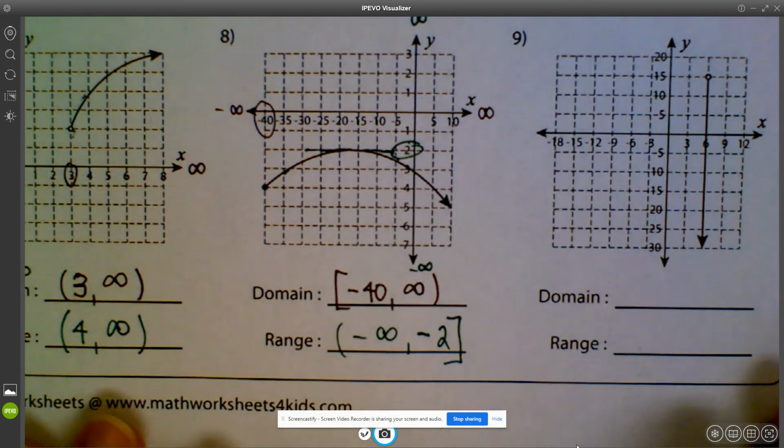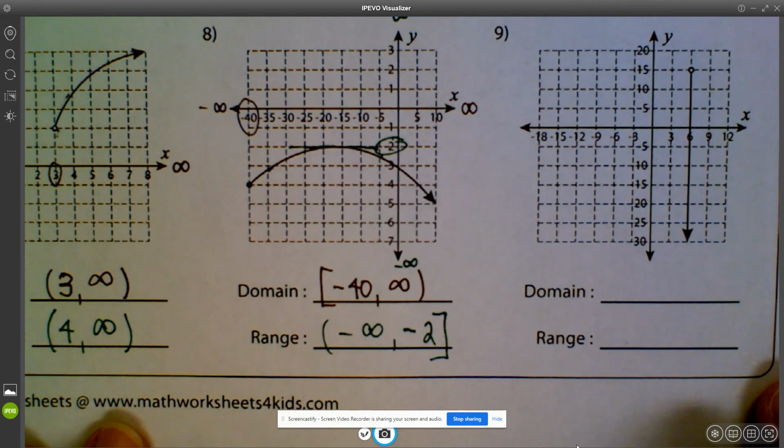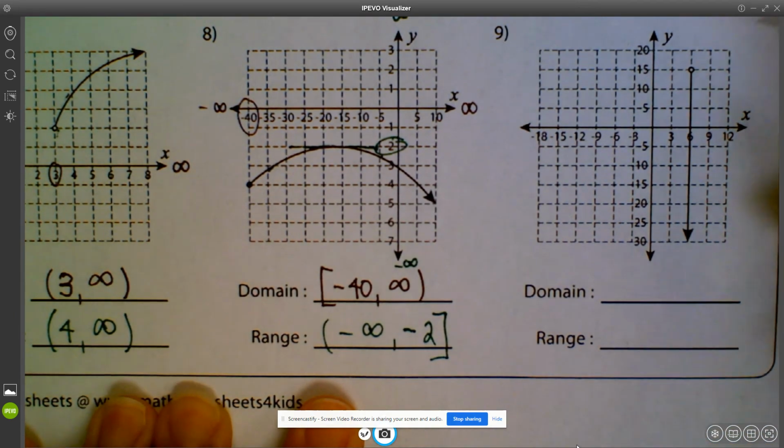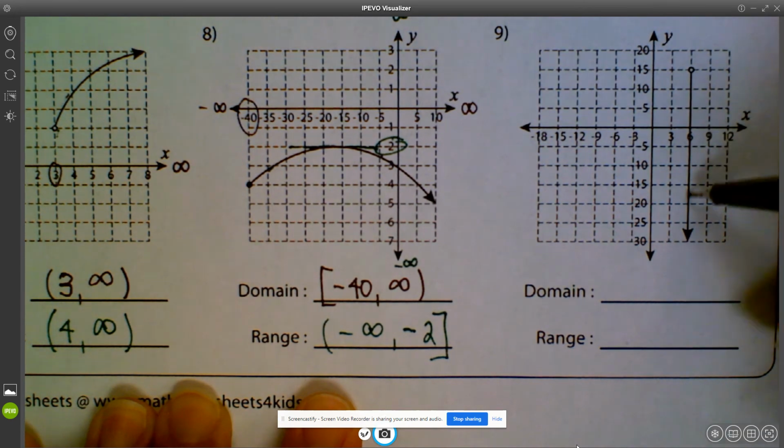Okay, last one. Oh my gosh, this one's super fun. I love this one. Okay, so domain, remember, concerns our x coordinates. What is my leftmost point? Well, I've got x equals 6. What is my rightmost point? Well, it looks like all of my x coordinates are 6.